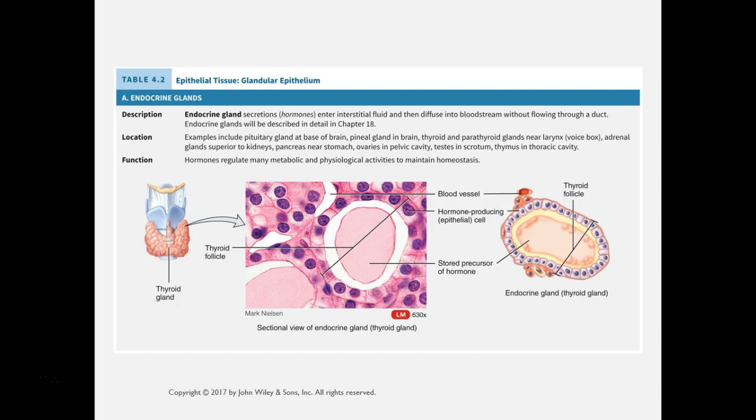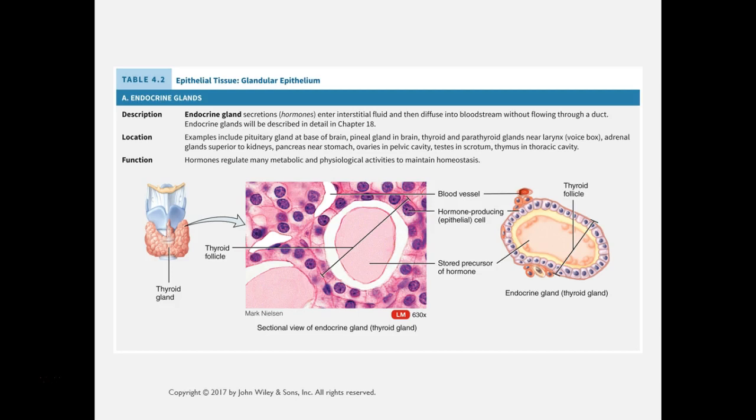So you see these types of tissues in lots of the endocrine glands, glandular epithelial tissues in the glands, such as the pituitary gland and the thyroid gland, the adrenal glands and the pancreas, the ovaries and the testes, and the thymus. Many of these you'll see as we move into the endocrine system in later discussions.